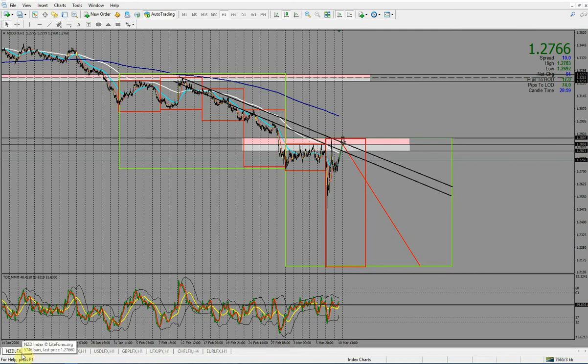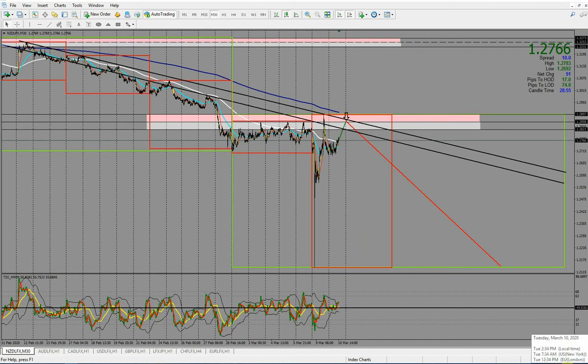As you can see, yesterday was Monday the 9th, if I'm not mistaken. Today is Tuesday the 10th of March 2020, and it's the New York session. Yesterday we got that pin to the upside. Why that pin to the upside? It's potentially a stop hunt to the upside, a potential high price of the month.